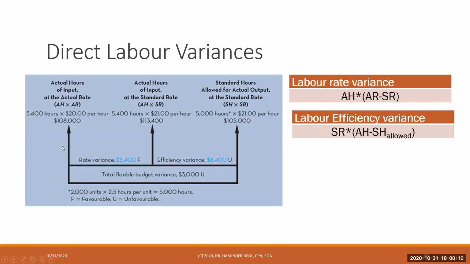You can set up a first column, actual hours times actual rate, second column, actual hours times standard rate, and then third column, standard hours allowed times standard rate. The difference between the first two columns is the labor rate variance. The difference between the second and the third column is the labor efficiency variance.